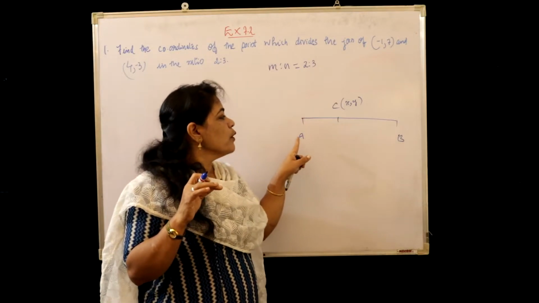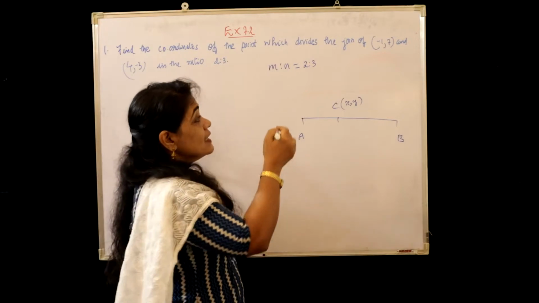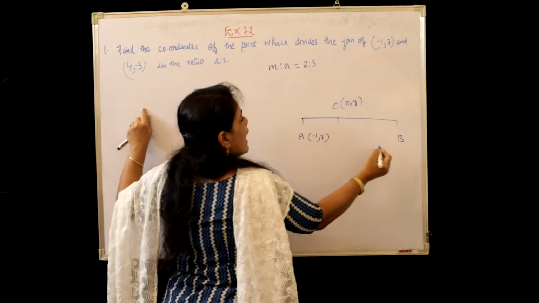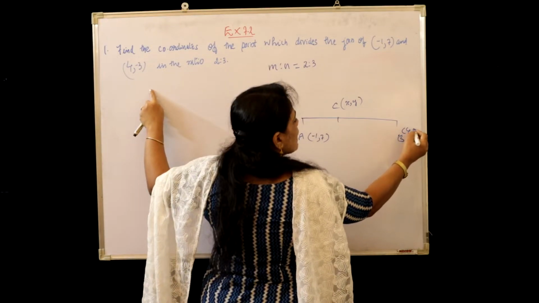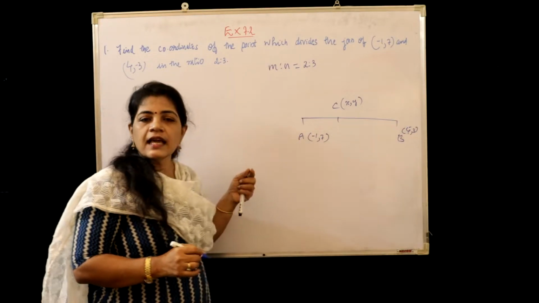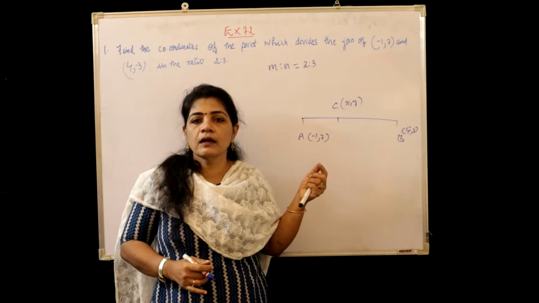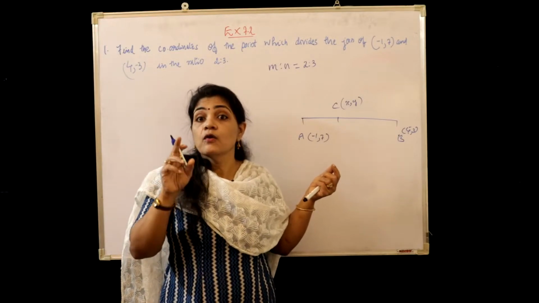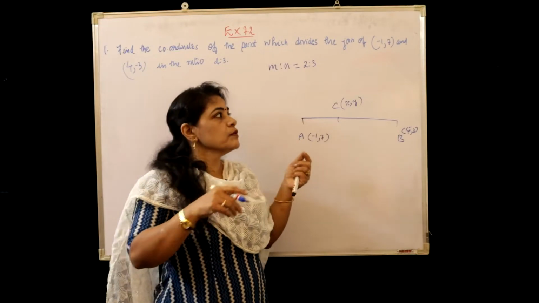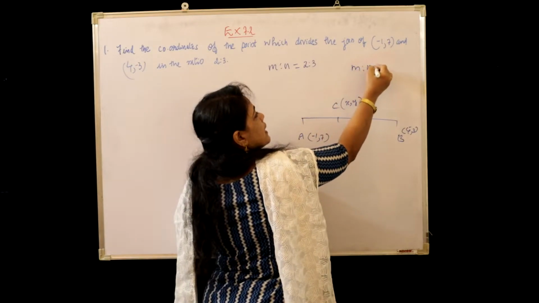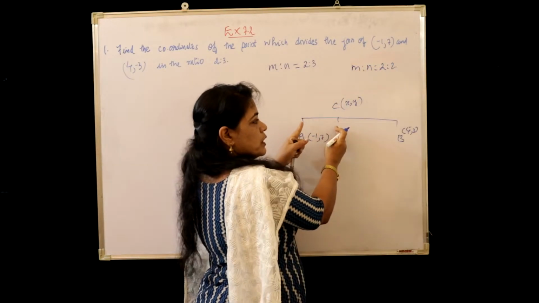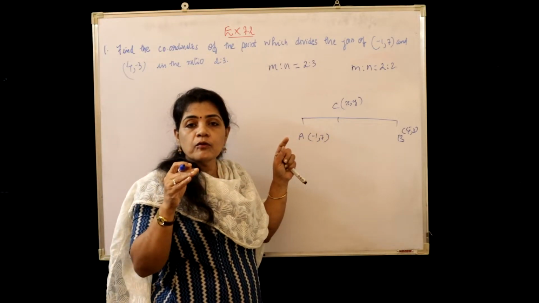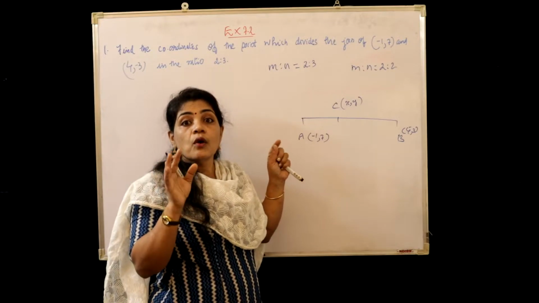So the endpoints are x1, y1 and x2, y2. Let A be (-1, 7) and B be (4, -3). Can we apply the midpoint formula here? We can't, children. In order to apply the midpoint formula, the ratio must be 1:1. Suppose m is 2 and n is 2, that is 2:2, which means 2 equal parts and 2 equal parts. In that case only, or 1:1. For the midpoint formula, the ratio will always be 1:1.